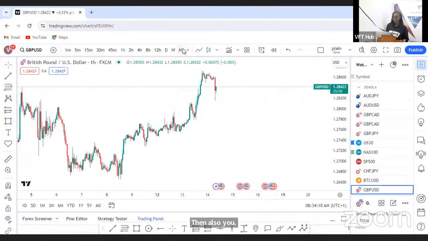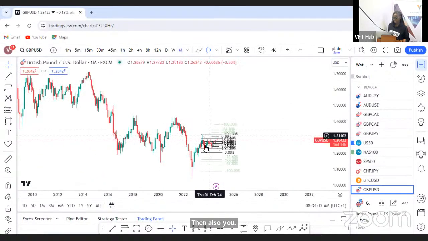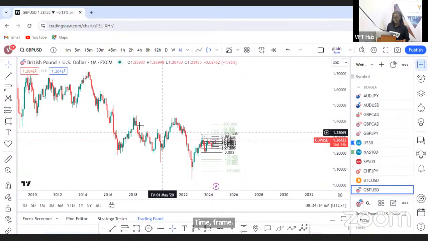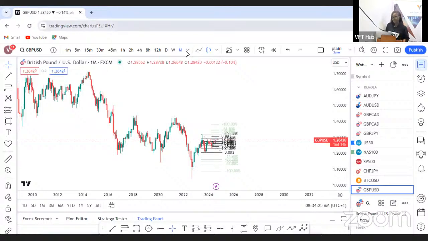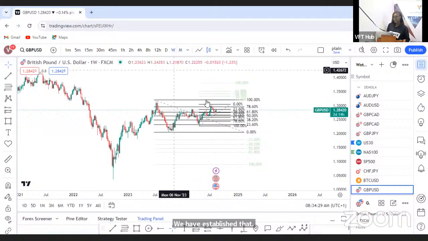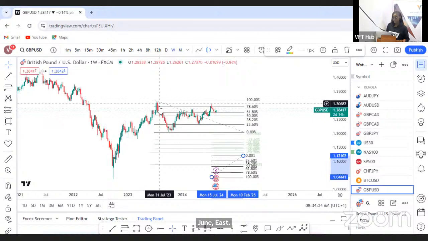For GU on a monthly time frame, what I was seeing is price breaking lower, right? Structure to the downside, right? We're not seeing any major break to the upside. For a monthly time frame, we have established that GU is in a downtrend. And for our weekly time frame, we can also see price to the downside.